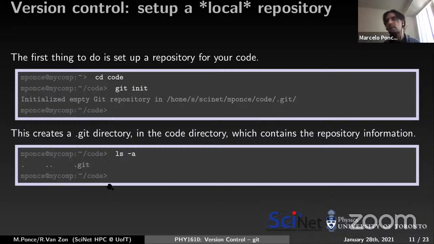But if I do ls -a, now I see this hidden subdirectory .git. So that is where Git is going to store all the information for keeping track of all the changes in the files that we want to track. So first command, very easy, very benign I would say, git init. Nothing necessarily complex or profound about it.